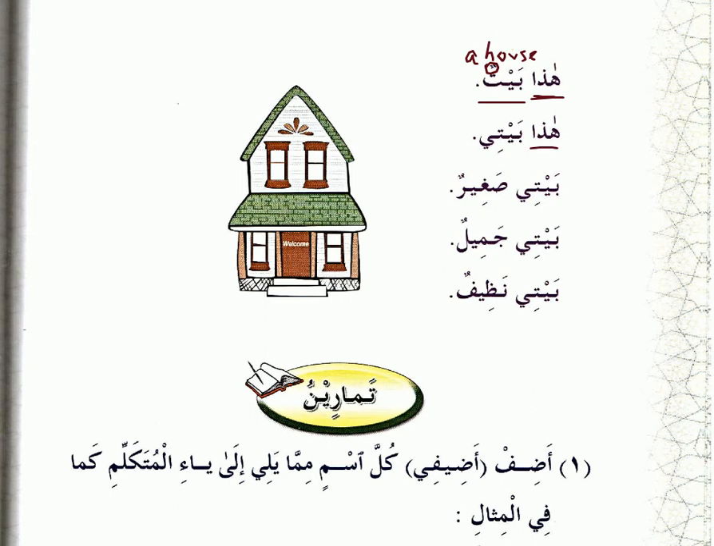Okay, let's look at the next sentence. So we have hada. You guys know what hada means, same thing. Hada, this, and bayti this time. What does that mean? Yes, this is my house. How did we know it was my house? Because of the ya. That ya at the very, very end, bayti meant my house. So I write my house.